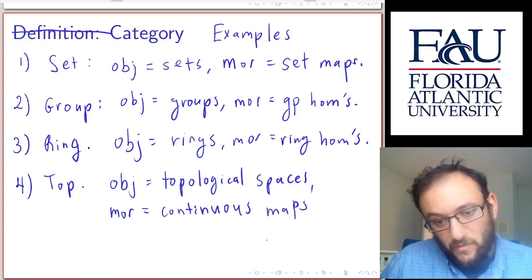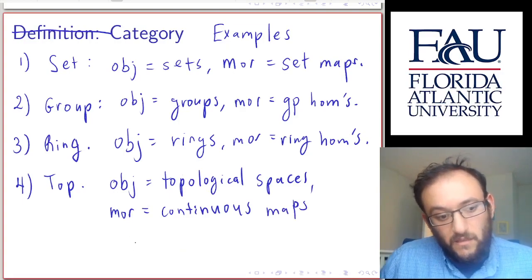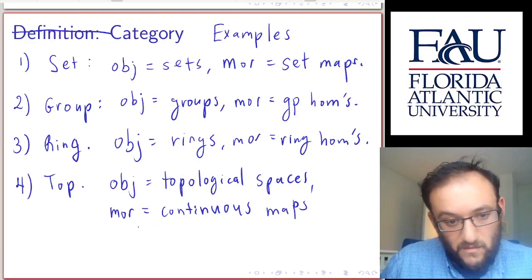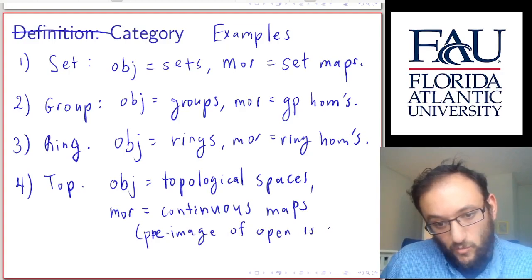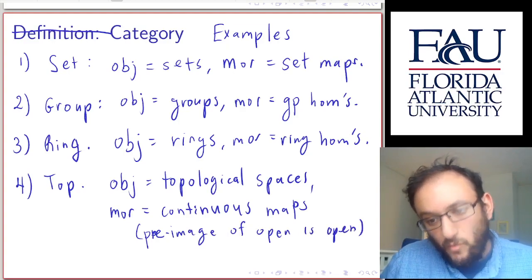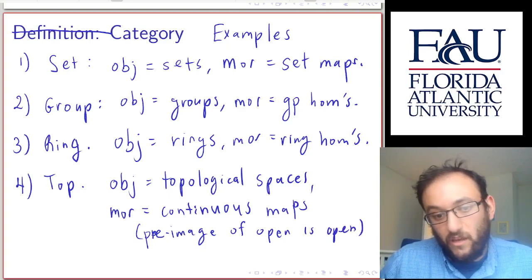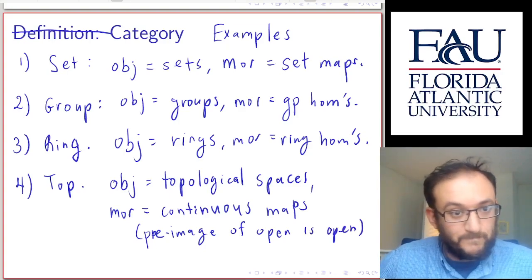And we haven't spoken about that yet, but continuous maps are satisfied that the preimage of an open set is open. Preimage of open is open. So these are the morphisms that we choose for the category of topological spaces.